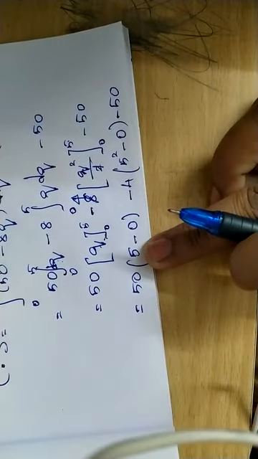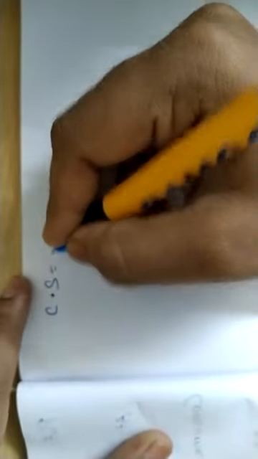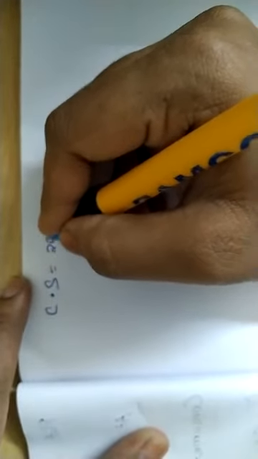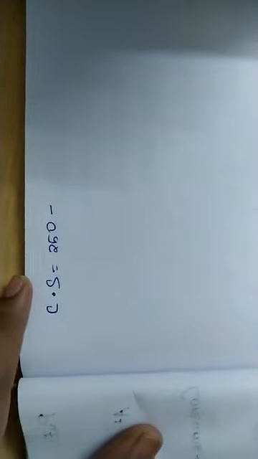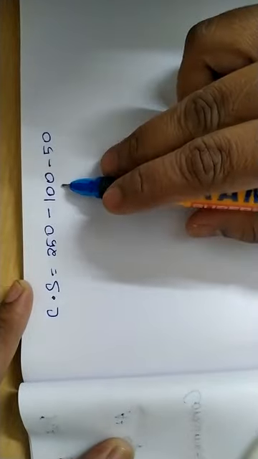So 50 into 5 is 250. So consumer surplus is 50 into 5 is 250 minus 4 into 5 square. 5 square is nothing but 25. 25 into 4 gives me 100, and the remaining term is minus 50. So 250 minus 100 minus 50, and this gives you the value for consumer surplus as 100.